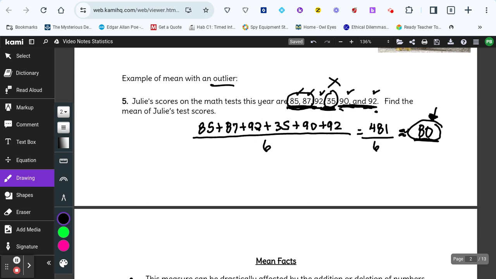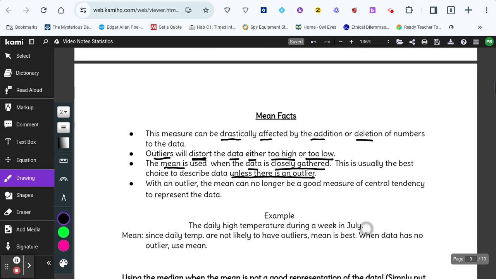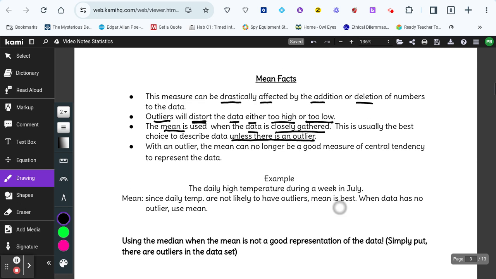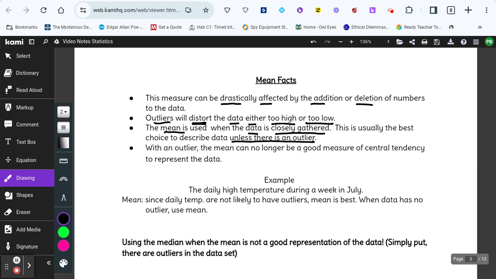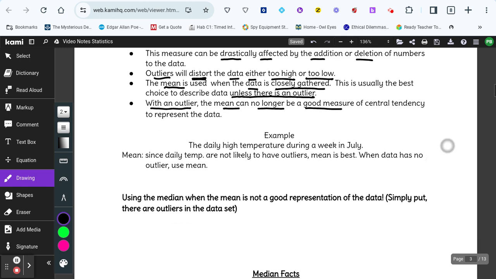So to be honest, when I calculate your averages, I know that you can do better than an 80. You're better than an 80 or almost a C student. You are really an A or B student. It's just that F that skewed your data. So the mean is not really the best way to represent the data, because for somebody else it would make them think that you were a C student, a low B student. All right, with an outlier, the mean can no longer be a good measure. So when you have an outlier, don't use the mean. That's basically what that says.